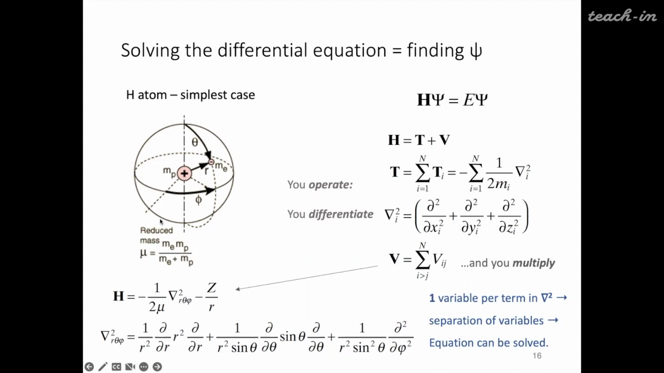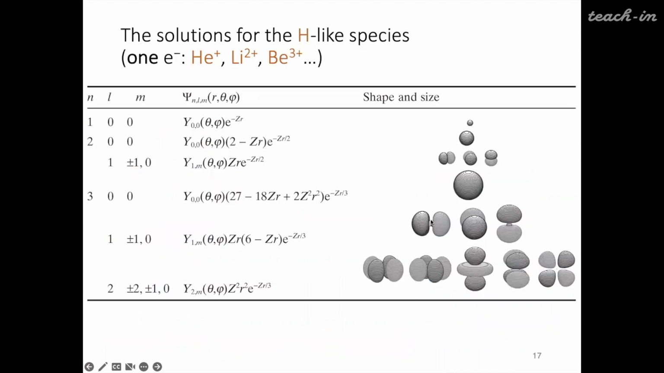For a simple system like a hydrogen atom, you can use a spherical coordinate system to separate variables, and by doing so, you can solve the equation analytically. As a result, you will get solutions that depend on integer numbers, and you know these numbers from school. They are the n, l, m quantum numbers.